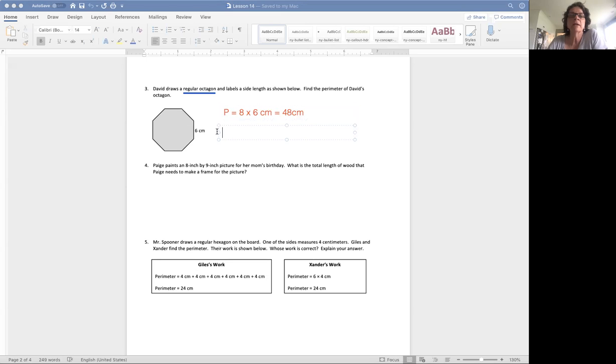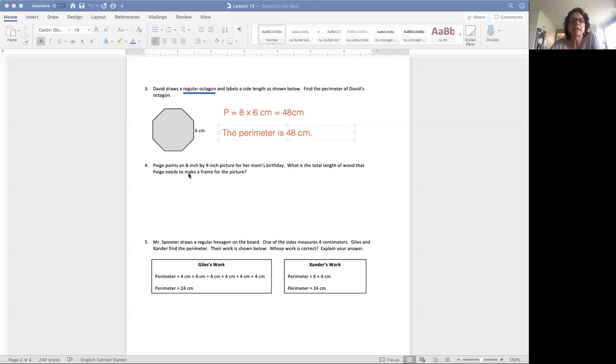Last thing we need here, because it's a word problem, we do need a target sentence. So find the perimeter of David's octagon. The perimeter is, it's a simple target sentence, 48 centimeters, period. All right, that was easy enough. Okay, let's go on to number 4.